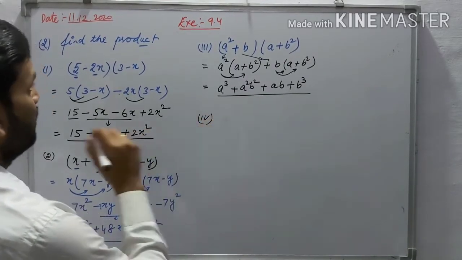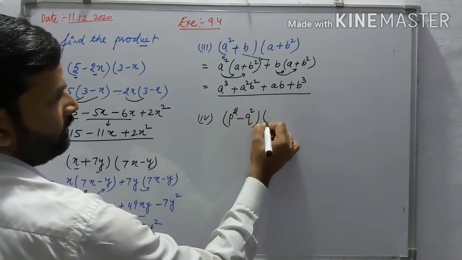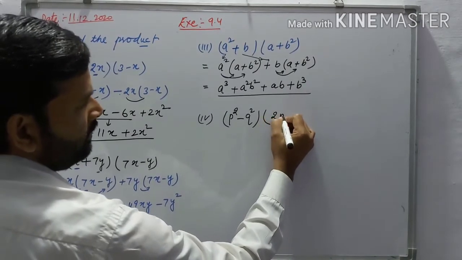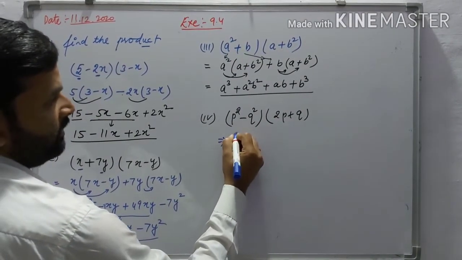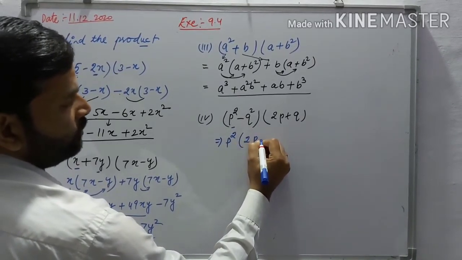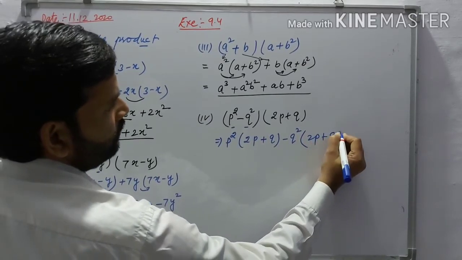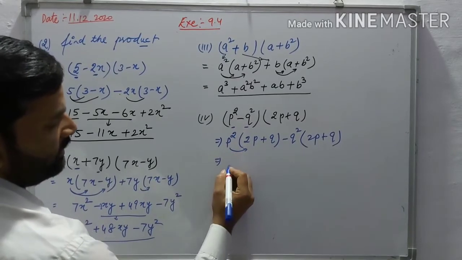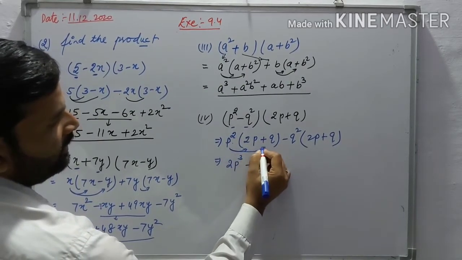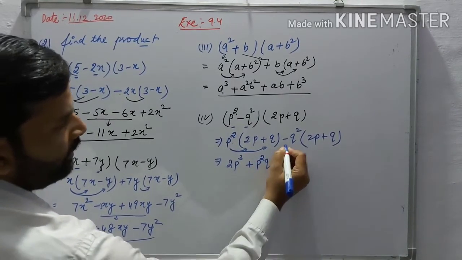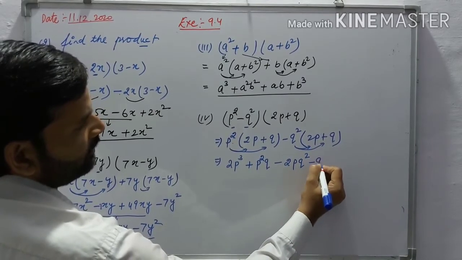The question number 4 in question number 2 is (p square minus q square) in the bracket, close, and the second bracket is (2p plus q). Okay, so now we start. First is p square, the first value, with the second bracket 2p plus q, and minus q, the second term of the first bracket, with bracket 2p plus q. After multiplication, the first term is 2p cube, and then p square q, minus 2pq square, and next multiply minus q cube.